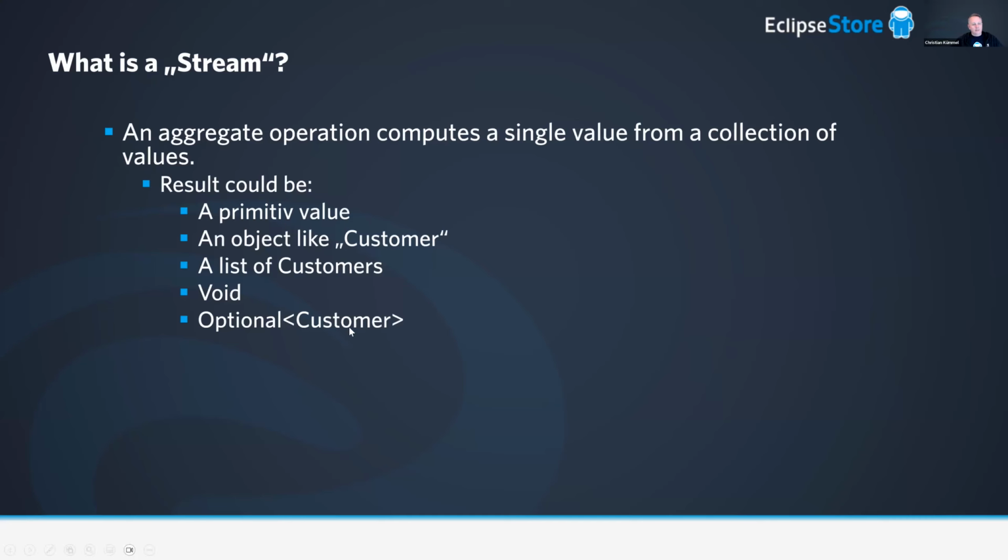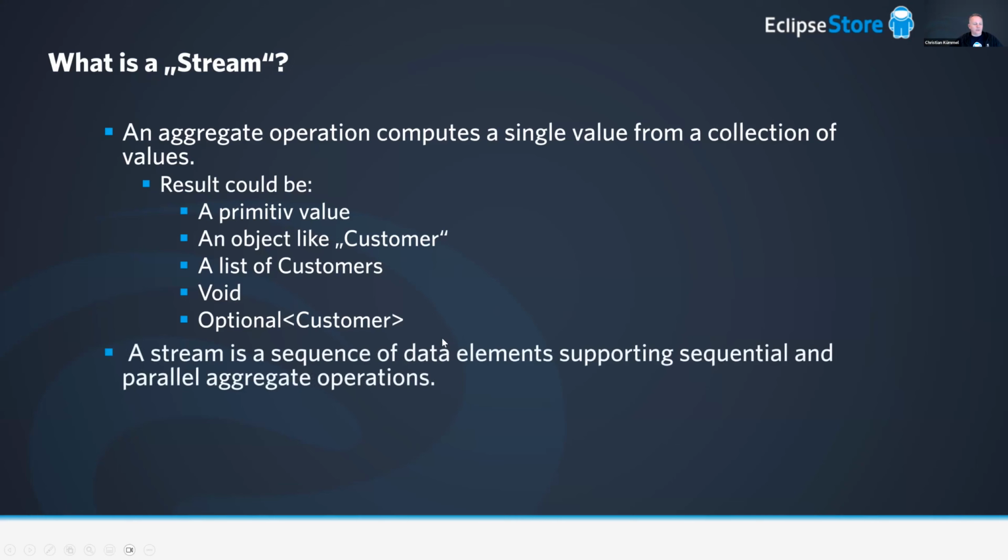Mostly we have an optional customer, especially when we search for one specific one. For example, when we search for a customer with the ID 5, then we will get an optional back, and there could be a value in it or not.